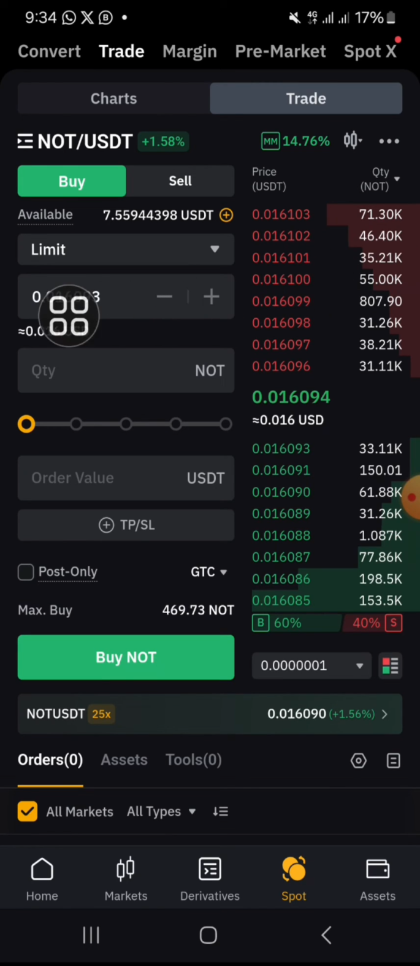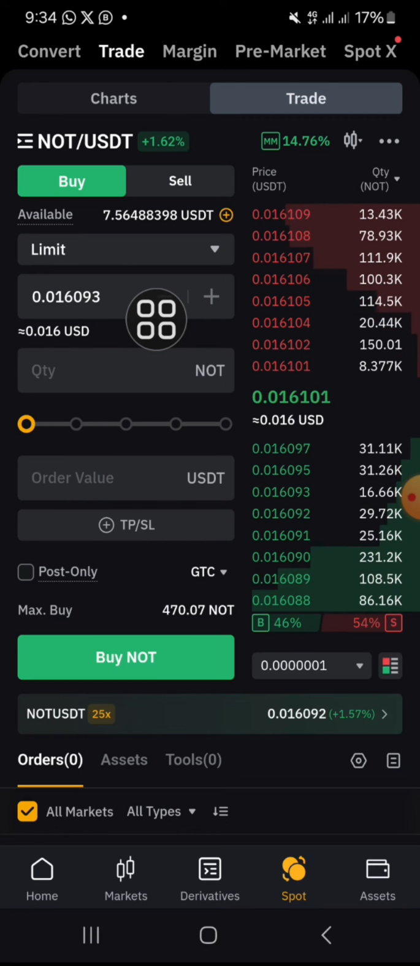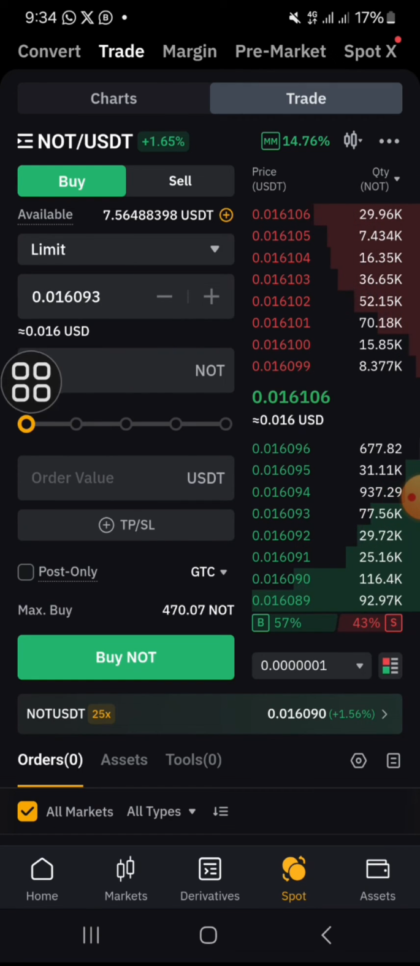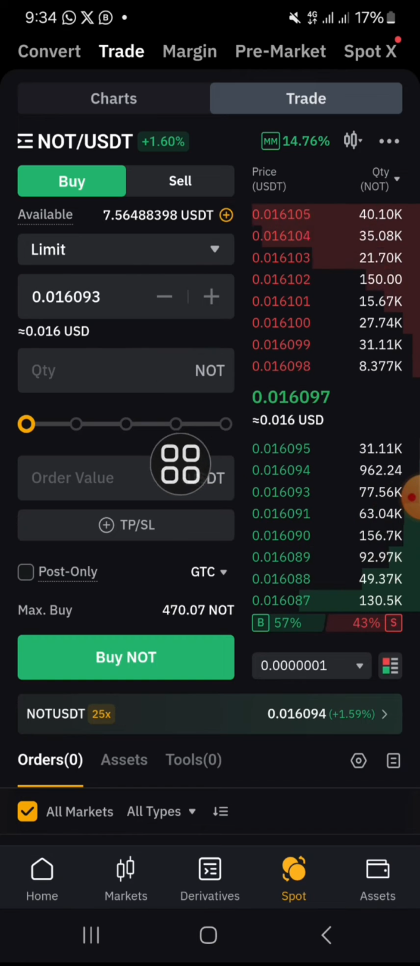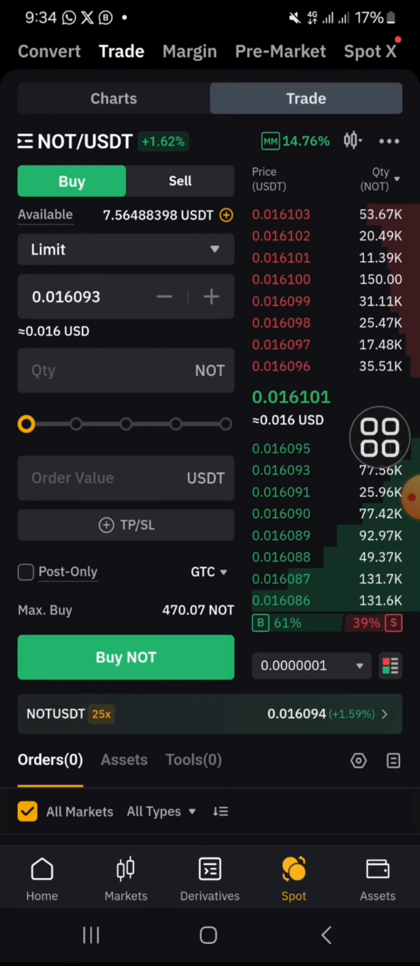Then on this space, you see the price that you want to buy the coin at. On this space, you can put the quantity that you want to buy, then take profit, then all of this stuff. So now let me start explaining.